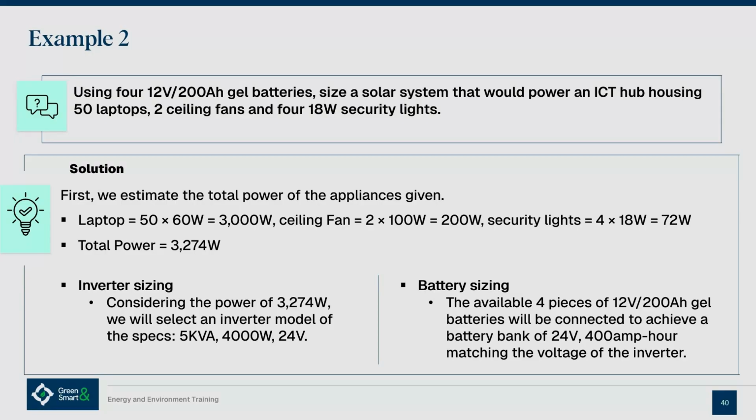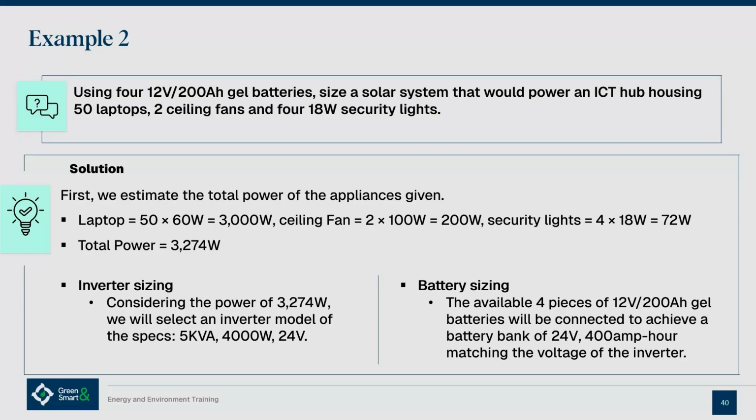Imagine you're designing a system for a small ICT hub with 50 laptops, 2 ceiling fans, and 4 security lights, using 4 12-volt 200 amp-hour gel batteries. How would you approach it? Take a moment and think. The key steps are the same: total load calculation, inverter selection, then sizing batteries and panels.